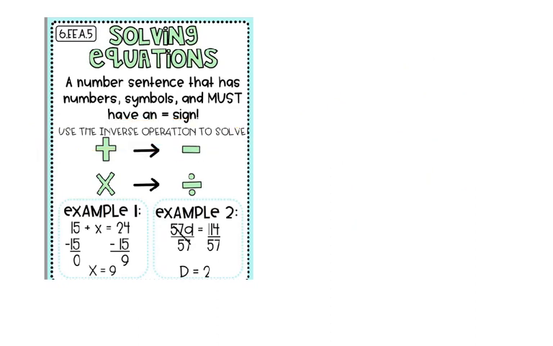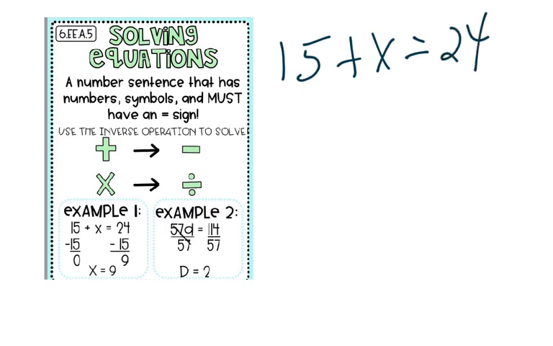So, for example, if you look over here at some examples that we have, they have 15 plus x equals 24. So what this equation is saying, and this is an equation because it has an equal sign, so it's not an expression, it's an equation. So 15 plus x equals 24. So what this is saying is 15 plus something equals 24. And I know that you could probably look at that and say it's 9, okay? But you have to be able to show your work for this.